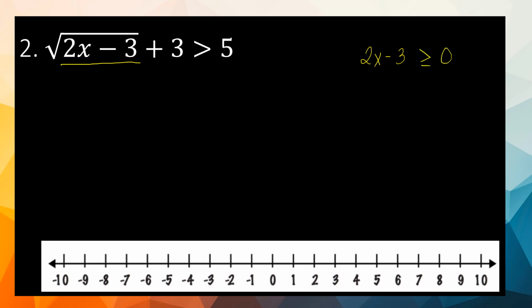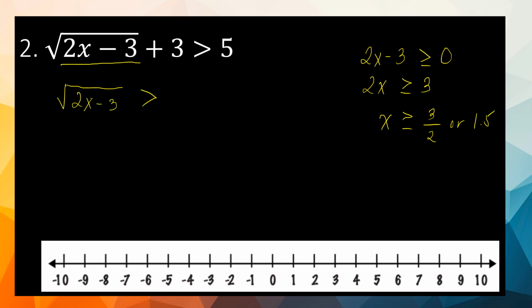So let's solve for x. Transpose negative 3 to the other side, so that will become positive 3. Divide both sides by 2, so your x is greater than or equal to 3 over 2 or 1.5. Next is to solve the whole inequality. Let us isolate first your radical. So we will transpose 3 to the other side. If we do that, we will have 5 minus 3, which is 2. So let's just go straight writing that.